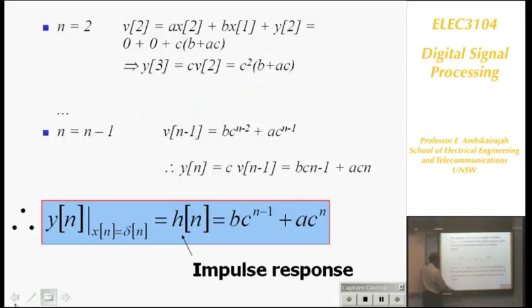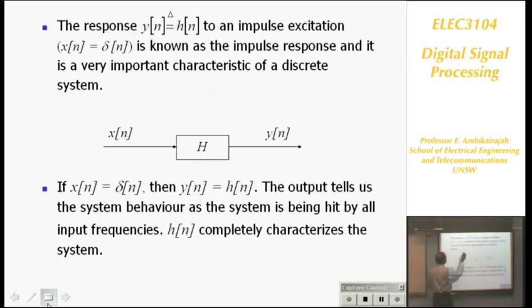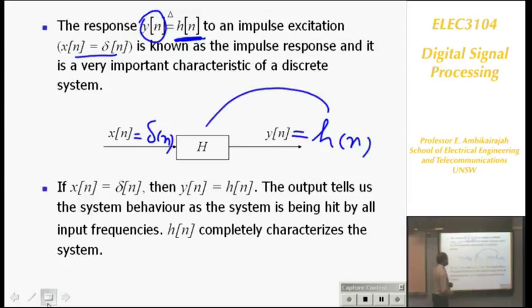Just go back here and write down again. So you're saying Yn is defined as Hn when the input is Xn. If Xn is equal to delta n, then what you get in the output is called Hn. That is exactly that system's response. The system response is found by giving an impulse to the system and observing the output.